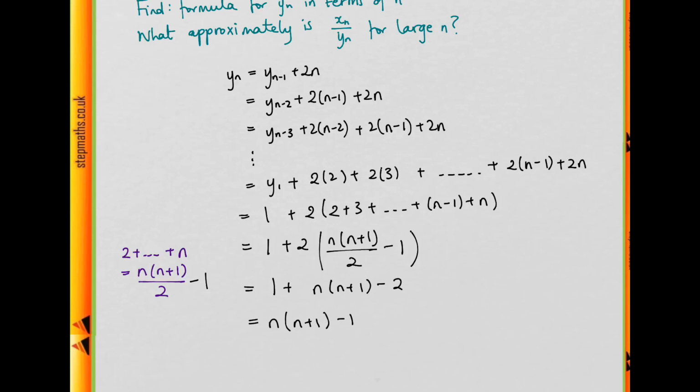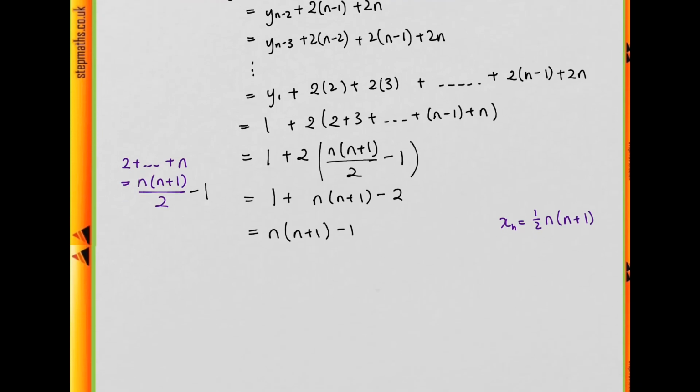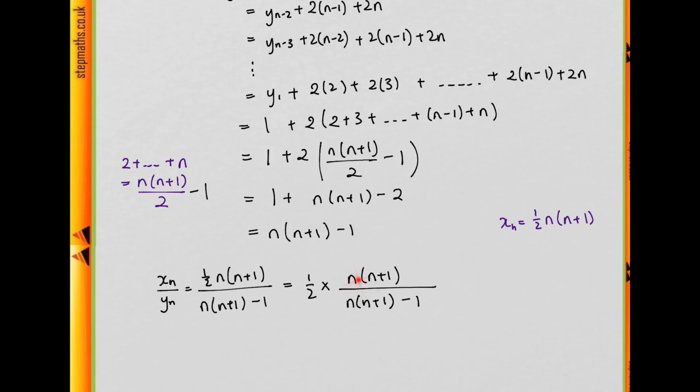Okay, so now we want to know what approximately is xn over yn for large n. So remember from before we said that xn is equal to a half times n times (n plus 1). So for xn over yn, we're going to get a half n times (n plus 1) from the xn, all over n times (n plus 1) minus 1 from yn. And if I write the half out front, it might be easier to see. What we have is a half times n(n plus 1) over n(n plus 1) minus 1.